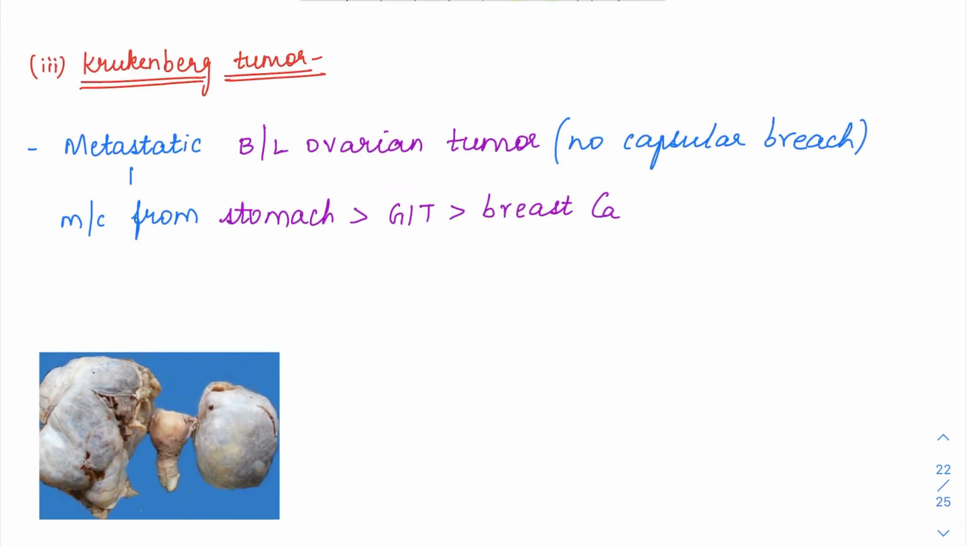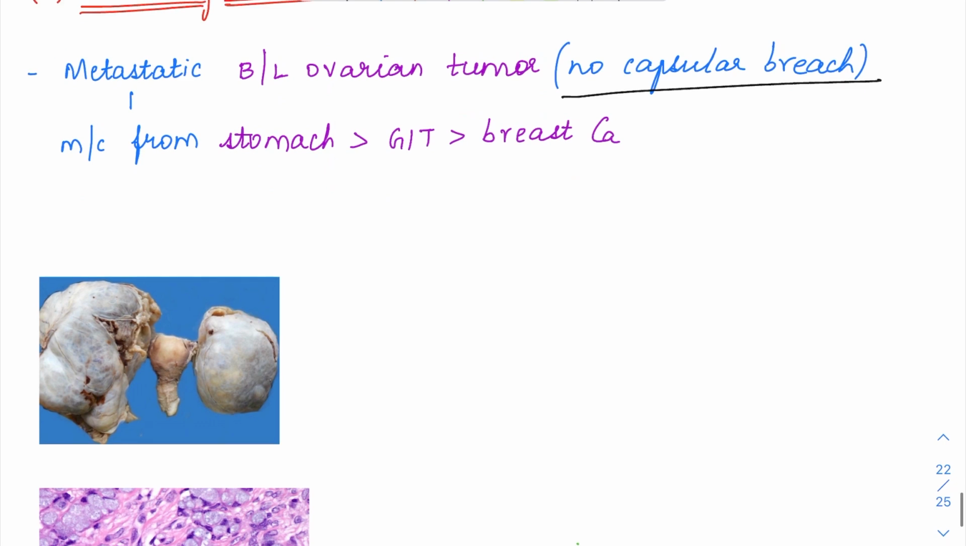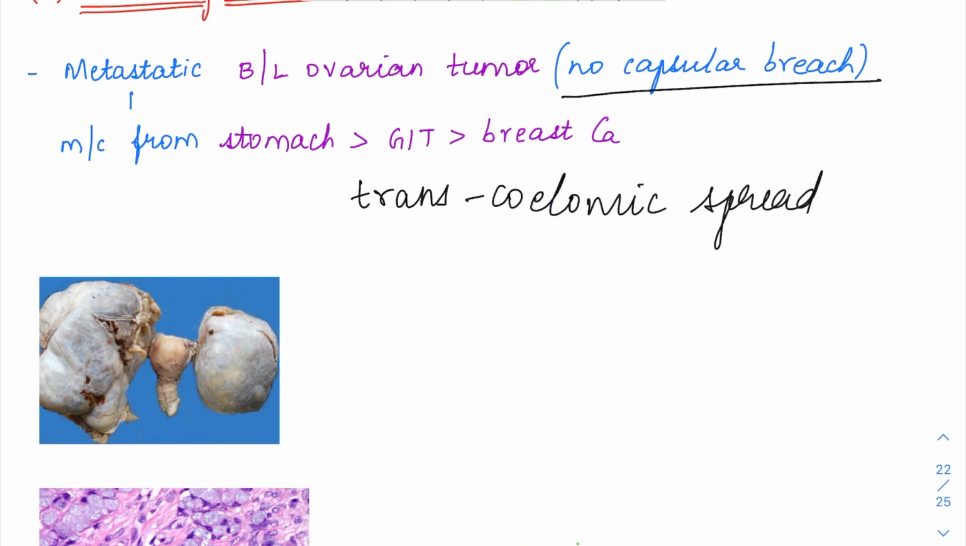Then finally, we'll see about Krukenberg's tumor. Krukenberg's tumor is basically a metastatic tumor to the ovary which affects both the ovaries. So, bilateral ovarian metastasis will be there. The ovaries will be quite large, but the capsule will still be intact. There will be no capsular breach, and this metastasis is going to occur via transcoelomic spread. That is, using the peritoneum, they are going to just spread but not involving the peritoneum. So, transcoelomic spread, it is just using the pathway.